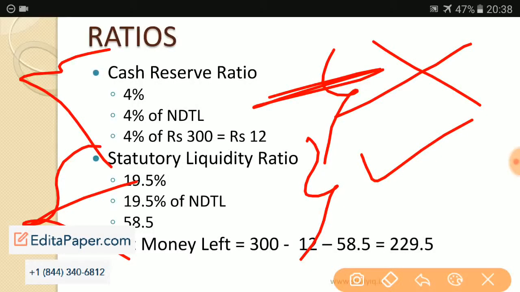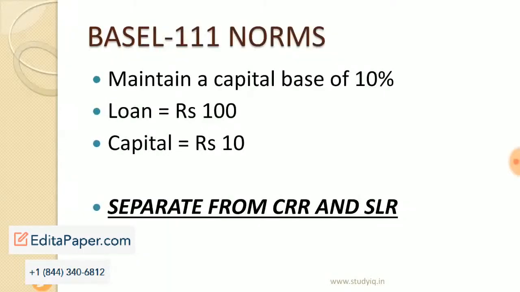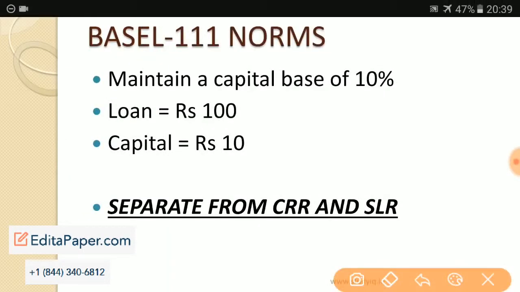So this is the major difference between cash reserve ratio and the statutory liquidity ratio: in the cash reserve ratio there is no earning for the bank, whereas under the statutory liquidity ratio there is some earning for the bank. So these are the two ratios, and we also saw the concept of NDTL, that is the net demand and time liability. Coming to the next concept, we have Basel III norms.